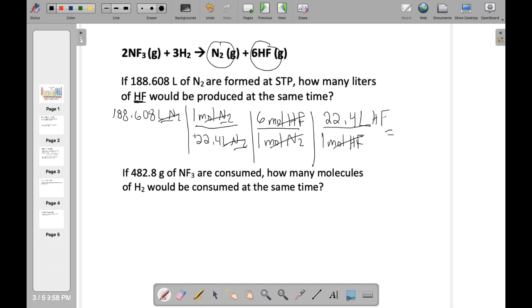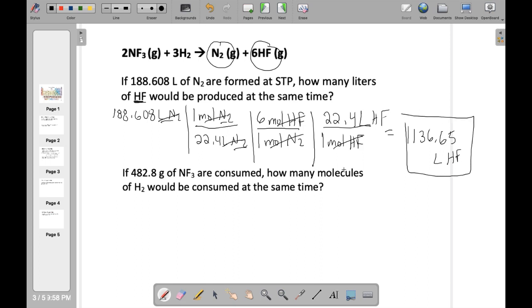If you don't write these units in, you don't know where you messed up. Maybe you wrote something wrong. Maybe you have the wrong ratio. So it's hard to check. So you really should do that. Get in the habit of doing that. Now, if I do this math, I end up with 1,136.65 liters. So a lot of hydrogen fluoride.